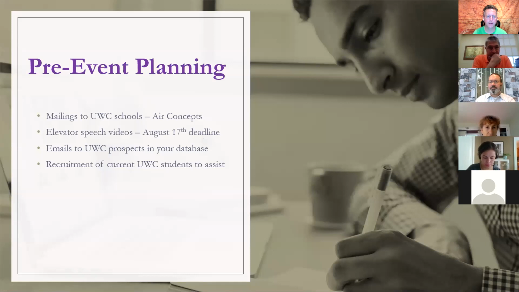So, pre-event planning. As you know, I've been keeping up to date with regular emails each of the last couple of weeks, and that'll continue through the time of the event. First up, we have the mailings to UWC schools. Not all of them, you may remember from the emails, have requested materials to be sent. I sent you a spreadsheet that had the basic information for each of the 19 schools and which ones were and which ones weren't requesting information.